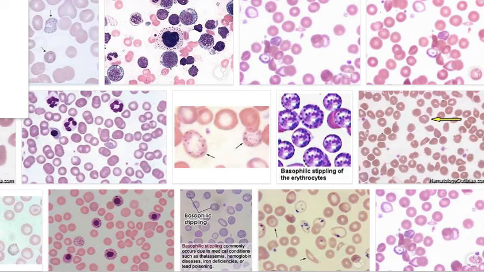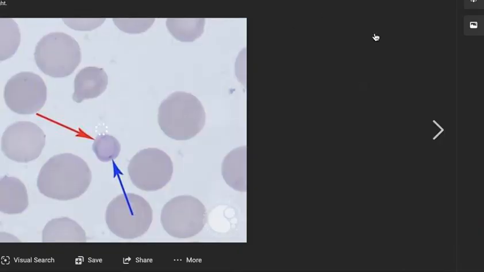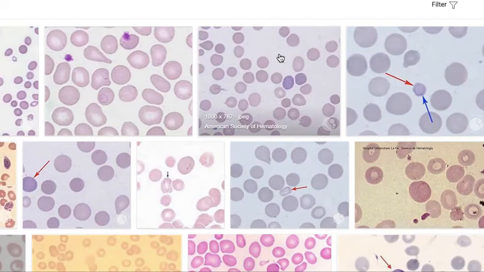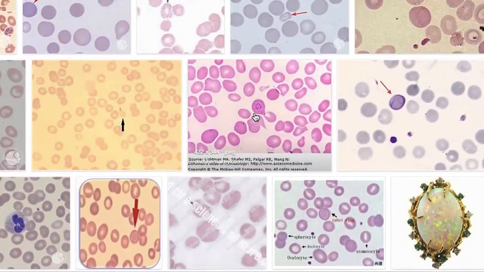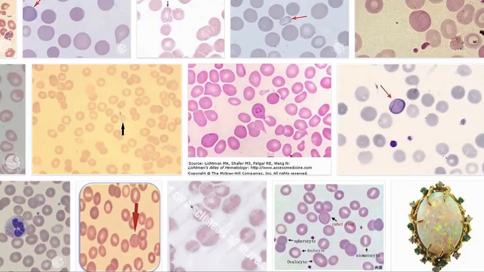Then there could be, not so important, but again, because we are studying this thing. Yes, this one is a nice one. You can see a ring type of structure, right? These are called Cabot rings. These are called what? Cabot rings. You can see Cabot ring over here. Again, they occur in myelodysplasia as well as megaloblastic anemia.